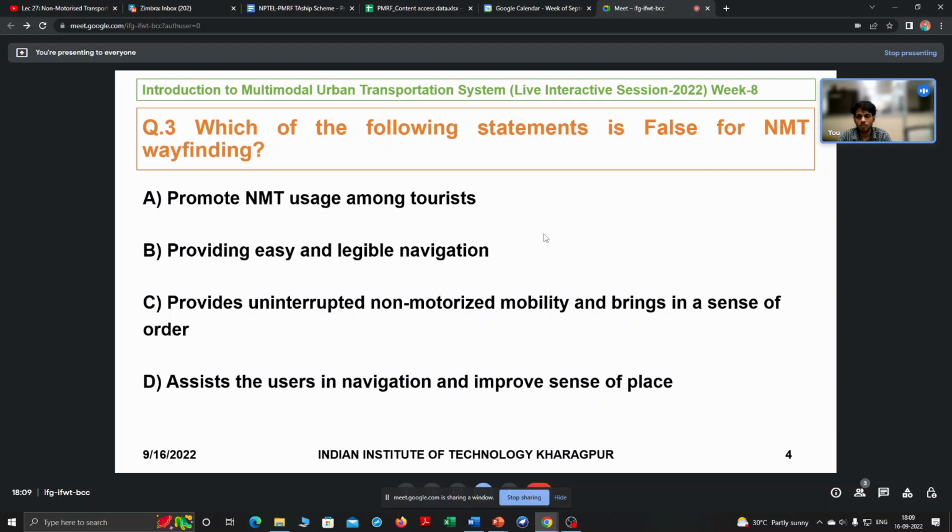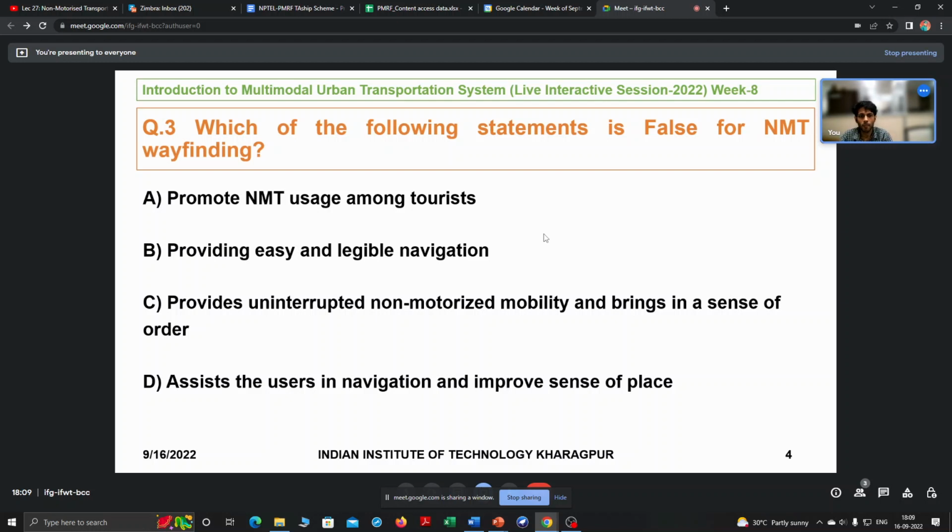Then the B option is providing easy and legible navigation. Yes, it will provide an easy and legible navigation, right? Then the third one is provides uninterrupted non-motorized or NMT mobility and brings in a sense of order.